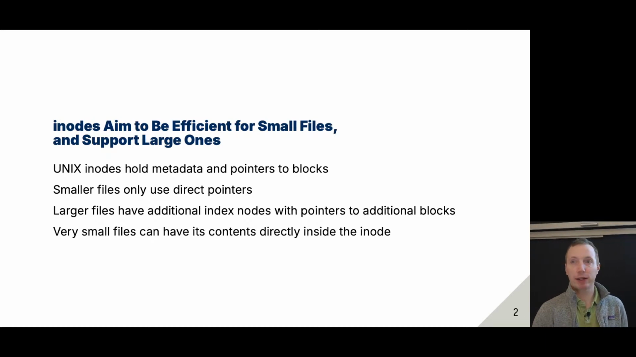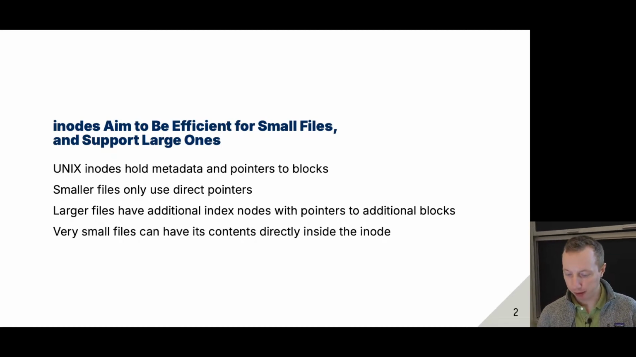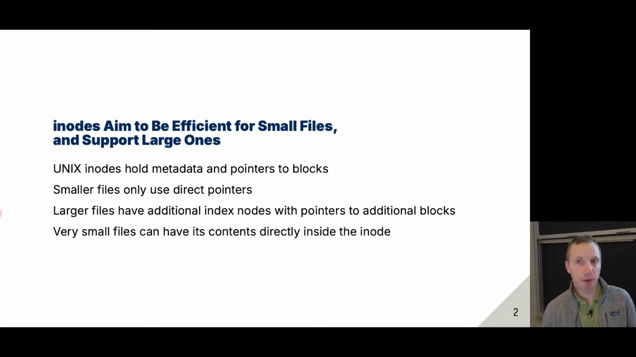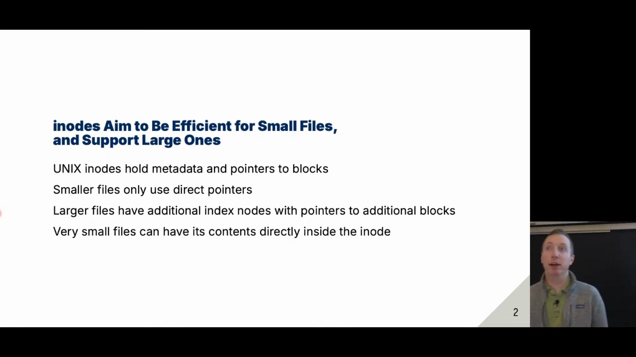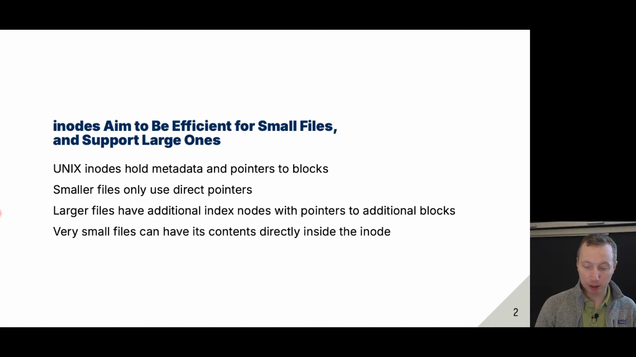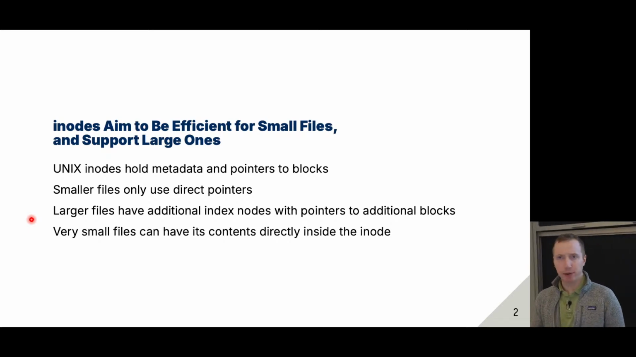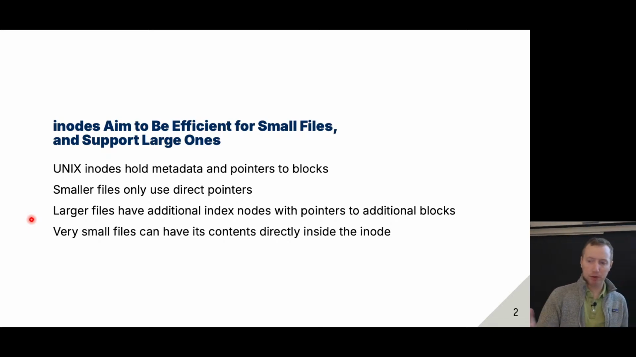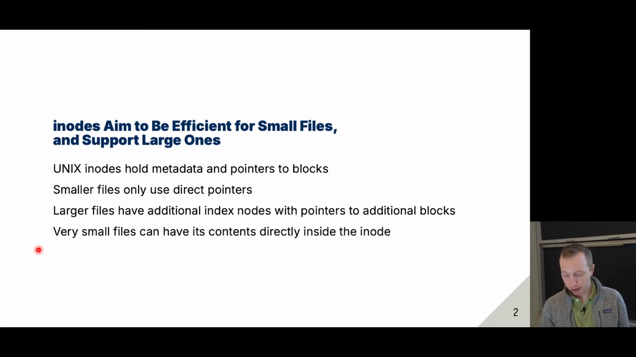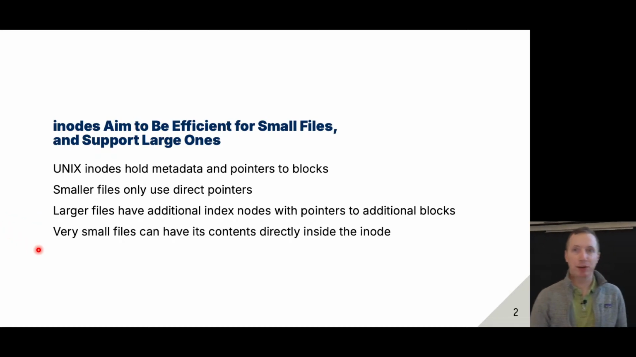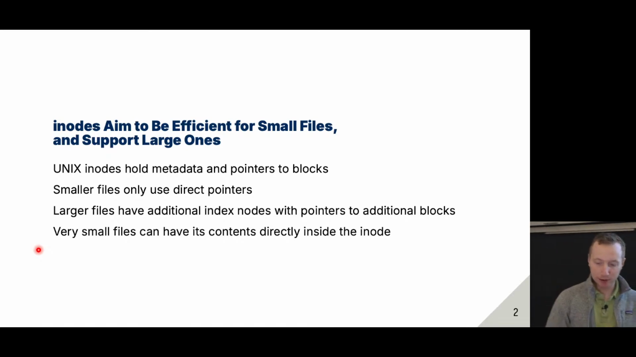So basically, an inode just holds metadata and pointers to blocks. If you are a very small file, like only a single line, then it's only going to use the direct pointers. It's not going to have to use a block on the file system to store the pointers. They'd just be stored on the inode itself. And if you have a larger file, then you just have additional index nodes with pointers that point to additional blocks.